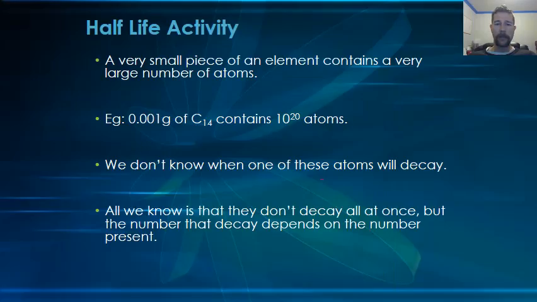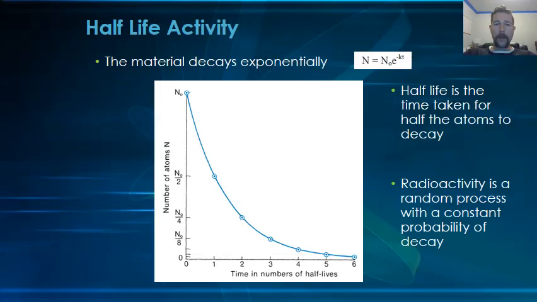Even a very small piece of material contains a large number of atoms. So 0.001 grams of carbon-14 contains 10 to the 20 atoms. Now when we're talking about the decay of atoms, we don't know when an atom will decay. All we know is that all the atoms in a material won't decay all at once, and the number that do decay depends on the number present. Radioactivity is a random process with a constant probability of decay.